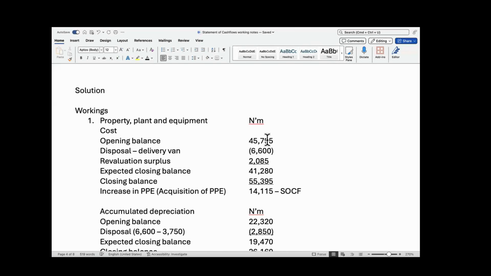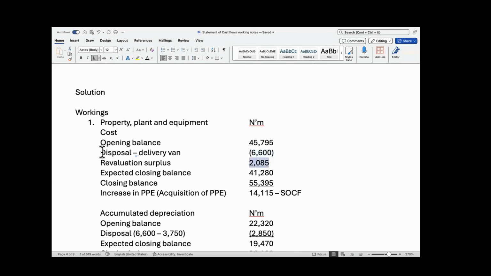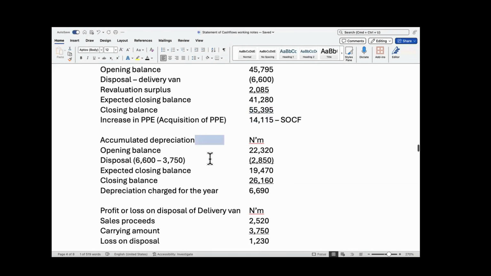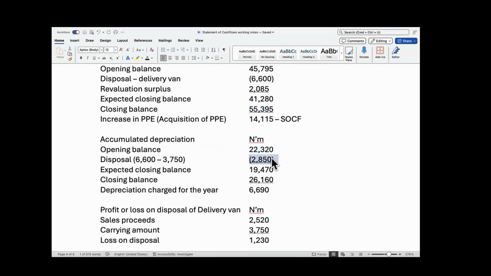I picked the opening balance from the question. I picked the disposal from the question. I picked the revaluation from the question, but at least I have knowledge that these are what cause movement. Then I looked for them in the question. Then I said, okay, this is what I'm expecting as balance. But when I looked into the balance given, I saw that it has increased. That gave me my cash flow item, that they bought assets. For depreciation also, I looked at the opening. I established the depreciation on the asset disposed, which I removed. Then I got my closing balance.